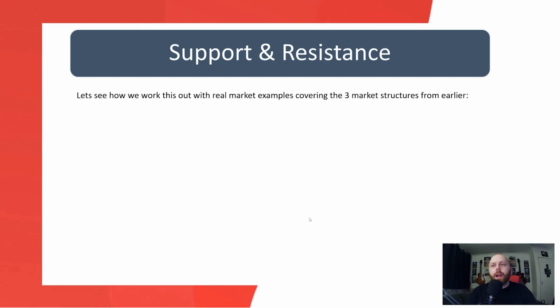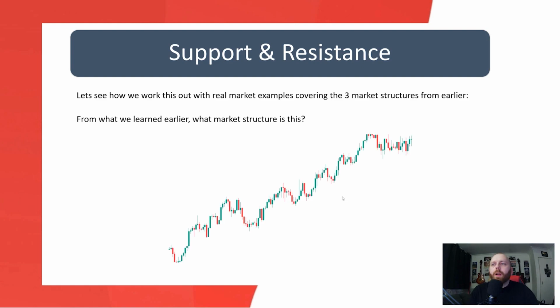Now, let's see how we work this out with real market examples, covering the 3 market structures from earlier, because these are going to be the 3 main market structures you're going to be analysing in your charts. It's easy to look at drawing a couple of lines, but I've taken some examples from an actual chart and we can work from them together. From what we learned earlier, I want you to have a think about what market structure this is. You probably already got it, I'd be surprised if you didn't. It's a bull market, and we know it's a bull market because it's creating higher highs, higher lows.